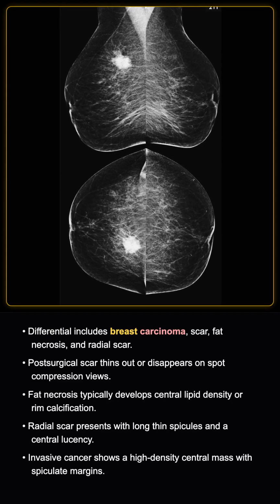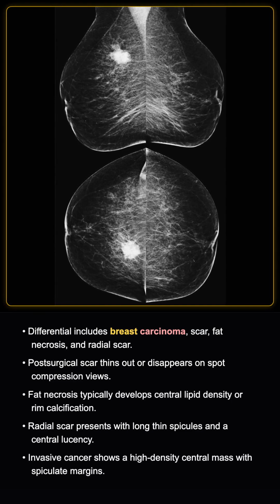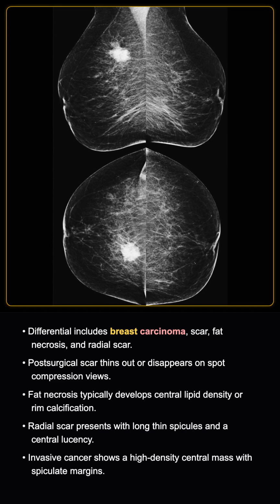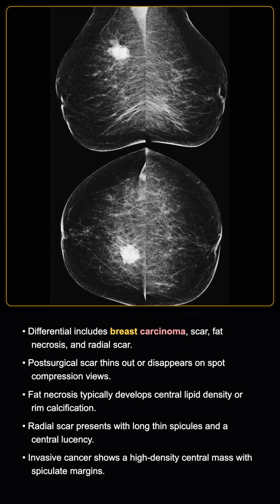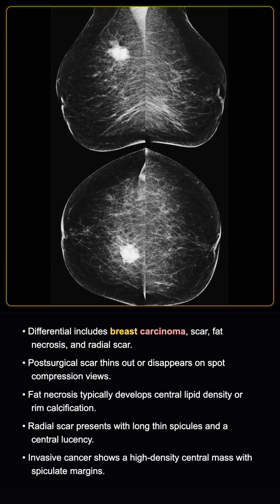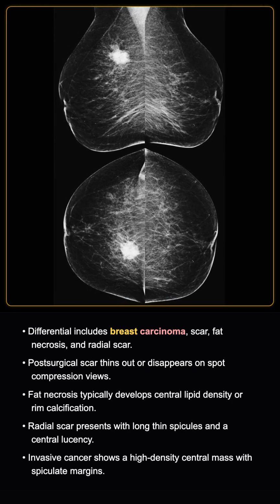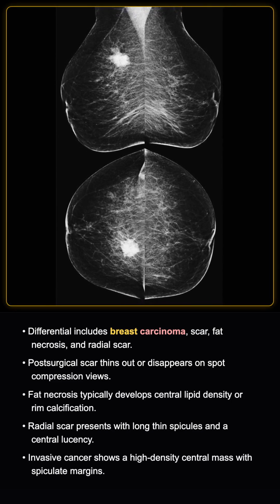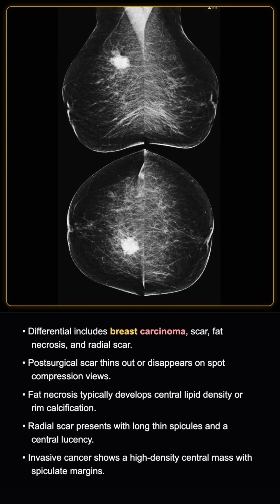The differential diagnosis for a spiculate or stellate lesion includes primary breast carcinoma, a postsurgical scar, fat necrosis, and a radial scar. A postsurgical scar typically produces a spiculate density at the surgical site, but characteristically thins out or disappears on spot compression views. Fat necrosis can mimic cancer as a spiculate mass, but it typically develops central lipid density or peripheral rim calcification over time.